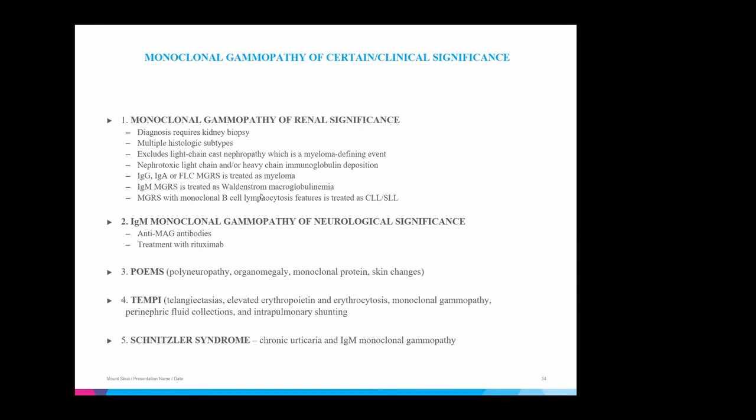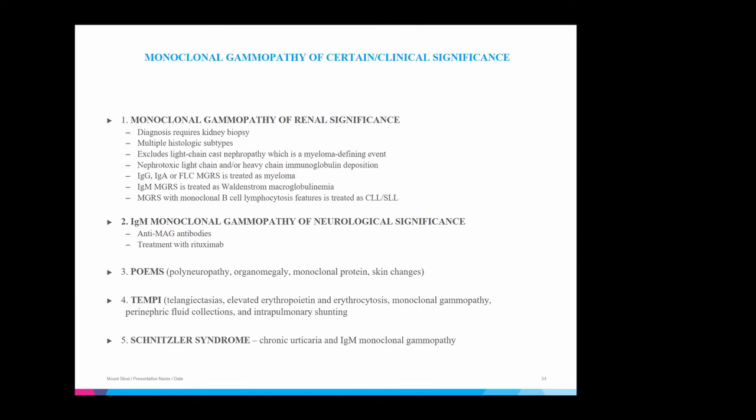So patients who have IgG, IgA, or just free light chain MGRS are treated as if they have myeloma. Patients with IgM MGRS are treated as Waldenstrom's patients are treated. And MGRS with monoclonal B-cell lymphocytosis only is treated as CLL.